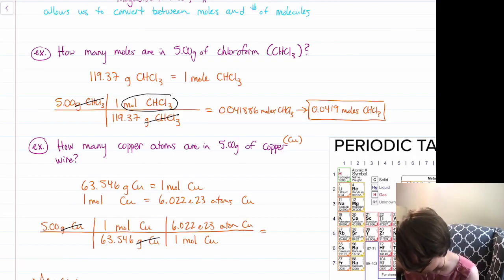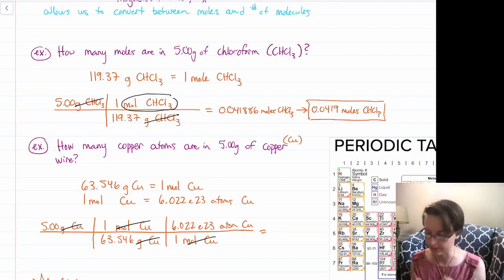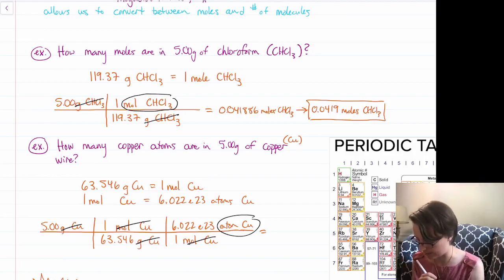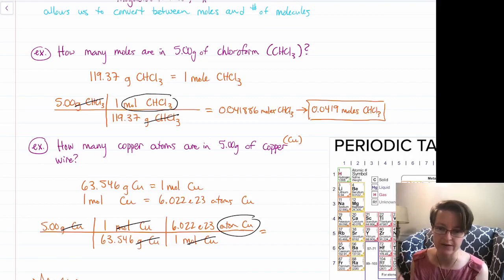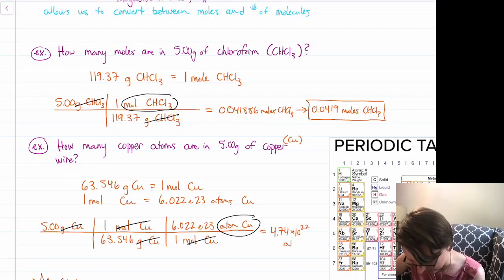All right. The second step allowed me to cancel out my units of moles of copper and to be left in the unit system that I wanted, atoms of copper. So going and plugging this information in my calculator, 5 divided by 63.546 times 6.022 times 10 to the 23rd is going to give me a final answer, once I round it to 3 sig figs, of 4.74 times 10 to the 22nd atoms of copper.